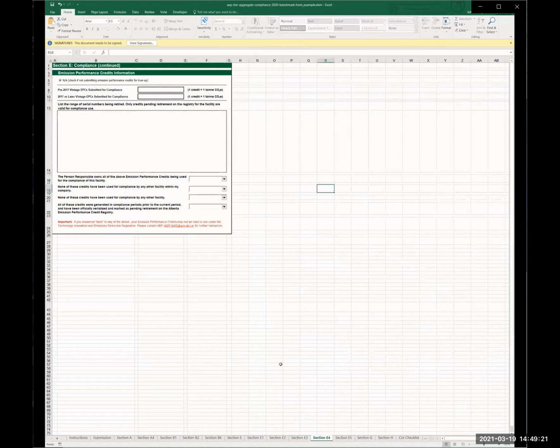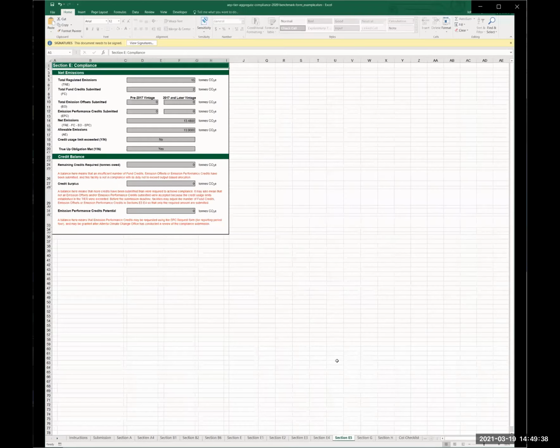Similar to section E3, section E4 is for reporting emissions performance credits used for compliance. Again, these are separated by vintage into pre-2017 and 2017 or later. Section E5 provides an overview of the compliance actions and confirms if sufficient true-up obligation has been provided. This takes into account the limits in use of credits by vintage. Please address any issues flagged in this sheet before you submit your compliance workbook.